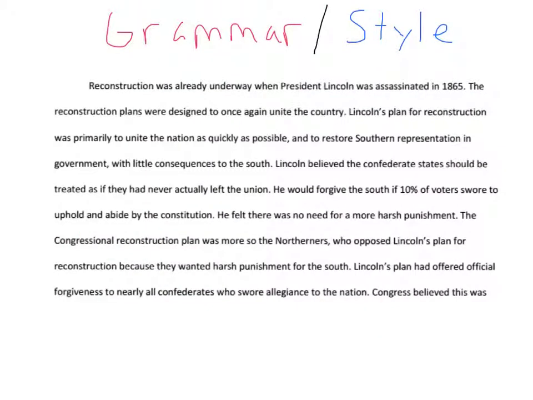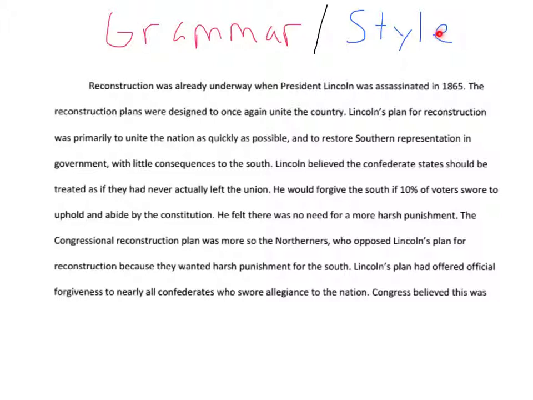So I'm thinking that it may have been confusing because I was using the same color for both grammar issues and style issues in the previous videos. So I'm just going to distinguish those by indicating grammar errors with red and style errors with blue. So we read, Reconstruction was already underway when President Lincoln was assassinated in 1865. The Reconstruction plans were designed to once again unite the country.